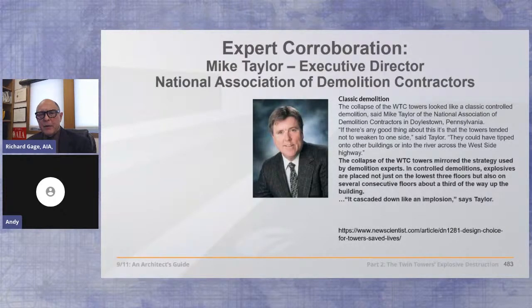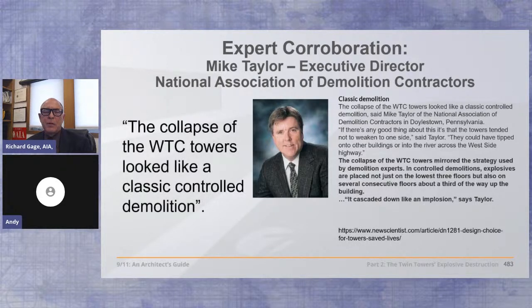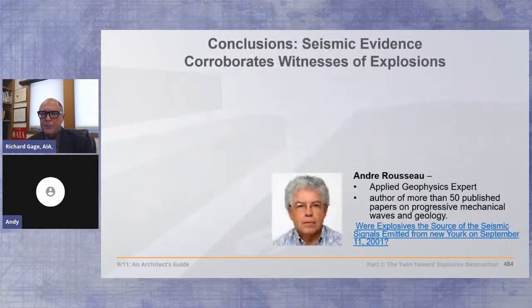That story. Mike Taylor: "The collapse of the World Trade Center towers mirrored the strategy used by demolition experts. In controlled demolition, explosives are placed not just on the lowest 3 floors, but also on several consecutive floors about a third of the way up the building. It cascaded down like an implosion. The collapse of the Twin Towers looked like a classic controlled demolition."